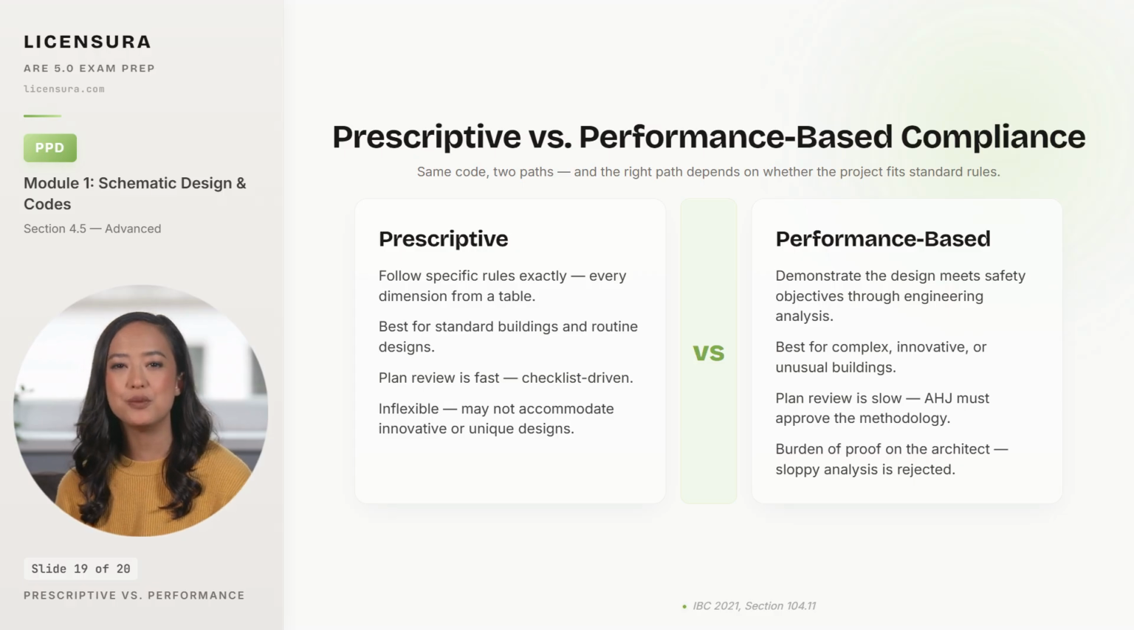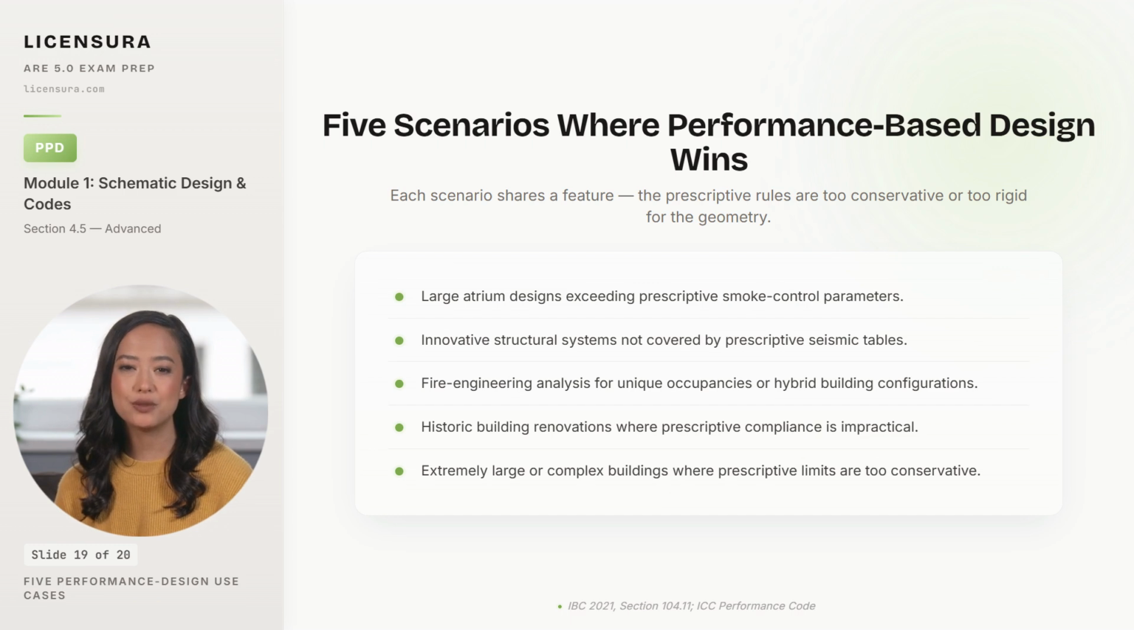5 scenarios make performance-based design the right call, rather than the prescriptive path. First, large atrium designs where the volume exceeds the prescriptive smoke control parameters in Section 909, and an engineered smoke management analysis is the only way to demonstrate tenable evacuation conditions.